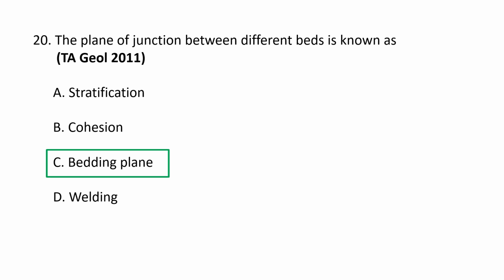Bedding plane. The plane that separates two beds of rock is called a bedding plane, and bedding planes are a basic sedimentary structure that can be formed in sedimentary and some volcanic rocks. So C. Bedding plane is the correct option.